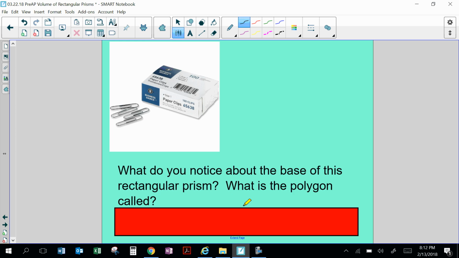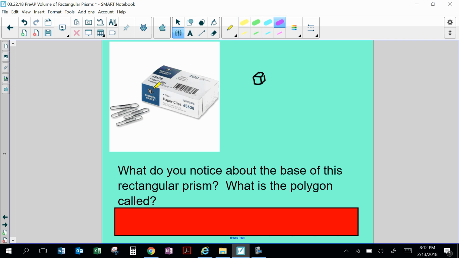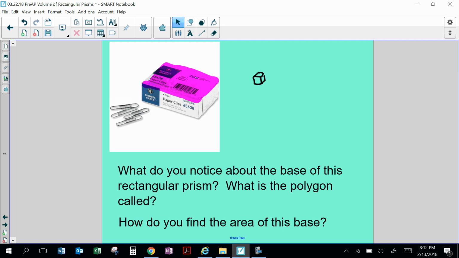So what you're going to be given is a paperclip box such as this, and these small little rainbow cubes, centimeter rainbow cubes. What do you notice about the base of the rectangular prism? Let me show you if you do not understand what I'm talking about. If I turn this box upside down, what do you notice about the base of this rectangular prism right here? It is the shape of a rectangle.